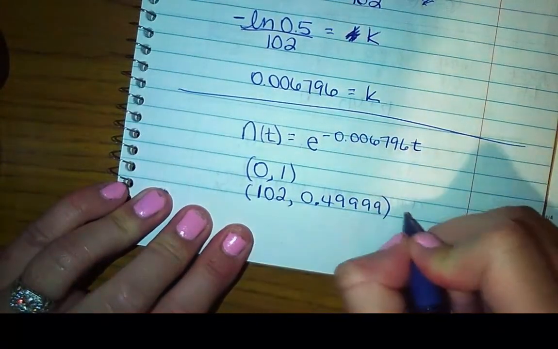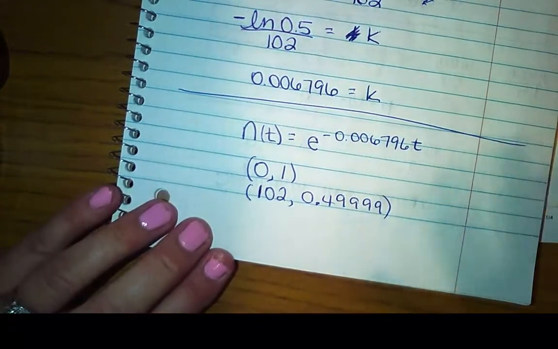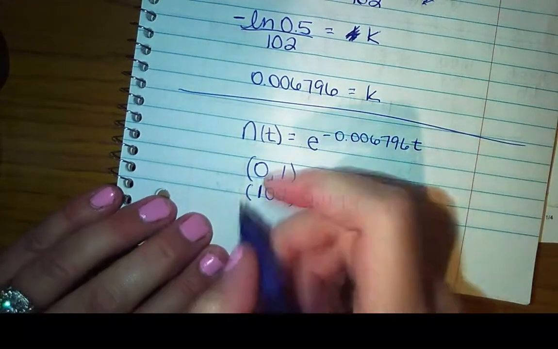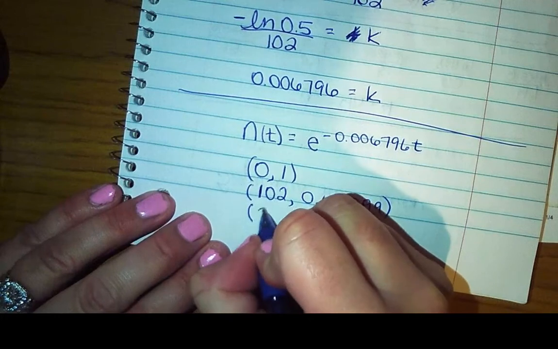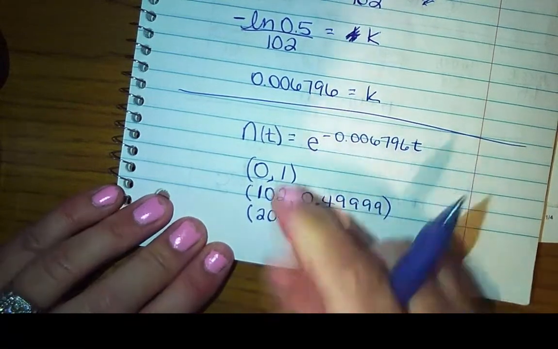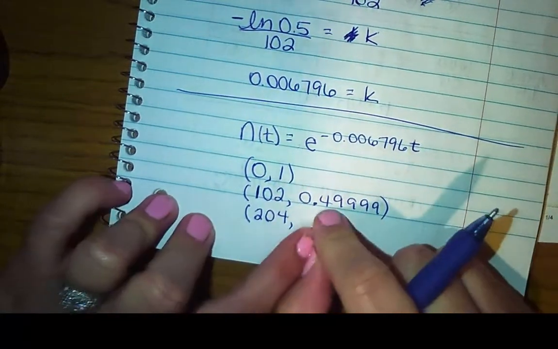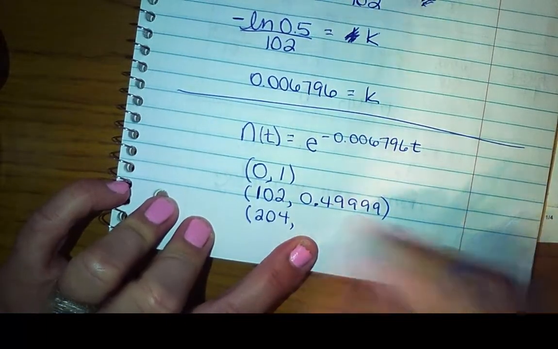So what you want to do is grab 10 data points. So what's the next one I could do? I could say, well, 204. So what did I do? I doubled again, and then take half of this. So what is half of this going to be?